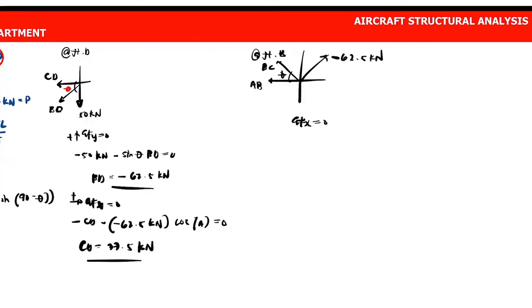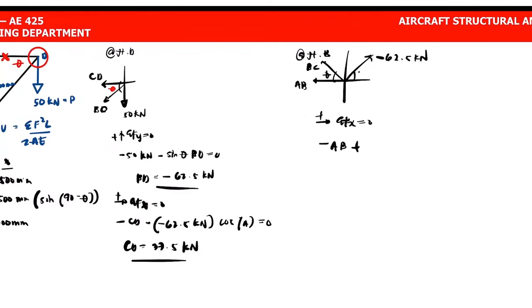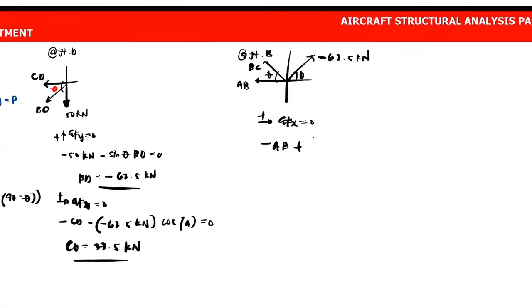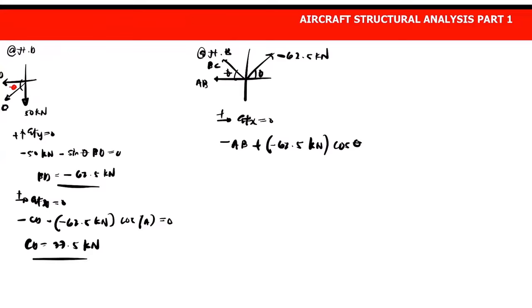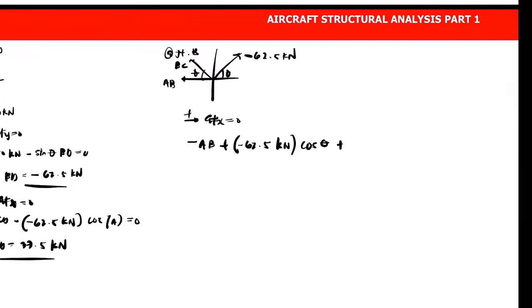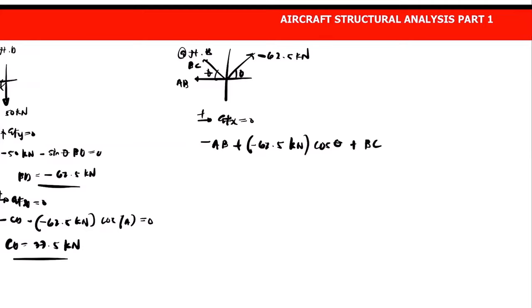Summation of forces in X is equal to 0. Going right is positive. Negative AB plus, this is your theta also, negative 62.5 kilonewton cosine theta is equal to 0. Right? Is there anything else? Yes, there is an X component of BC. So that is plus BC, and minus, sorry, negative BC cosine theta is equal to 0.